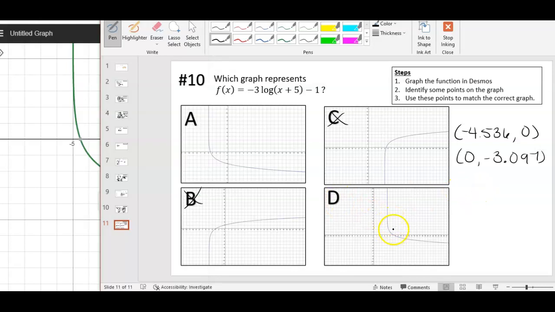If I look at this graph, you can already see on D that it has a positive x-intercept. So that already looks like it's not going to work. But if we look at A, you can see it does have an x-intercept between negative 4 and negative 5, and it does have that y-intercept right there at a little below negative 3. So that's why A is the correct answer. So, you can use Desmos to help you out on these graphing questions.